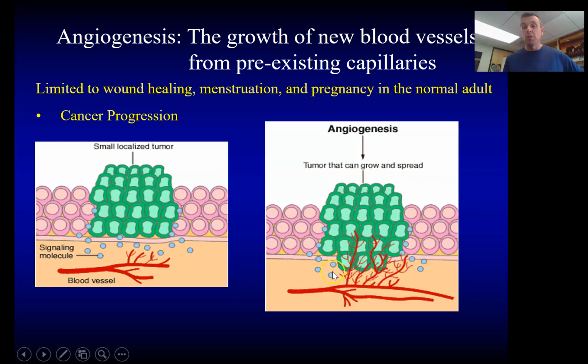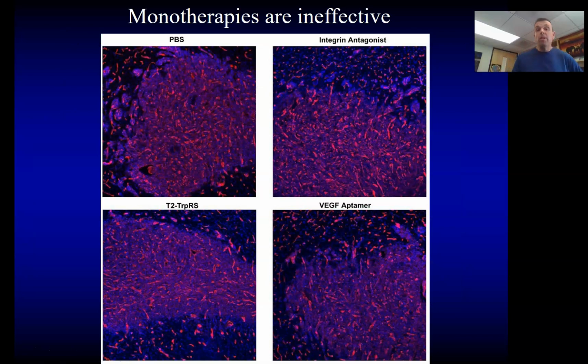So if you can block the blood vessel growth, the interaction of these cytokines in here, then you can prevent that. The problem is it really doesn't work, or hasn't worked in the past. So if you find something that causes blood vessel growth and you block that one factor, well, there's 100 other factors that can take over.